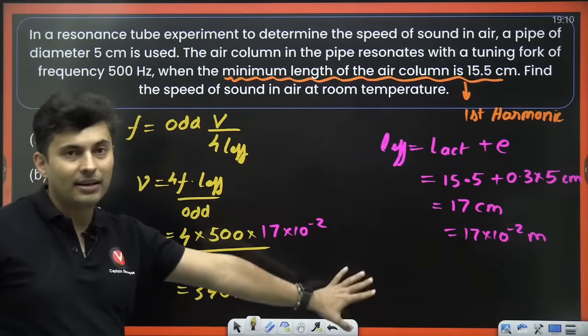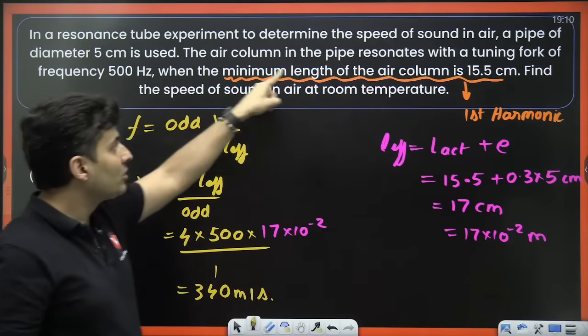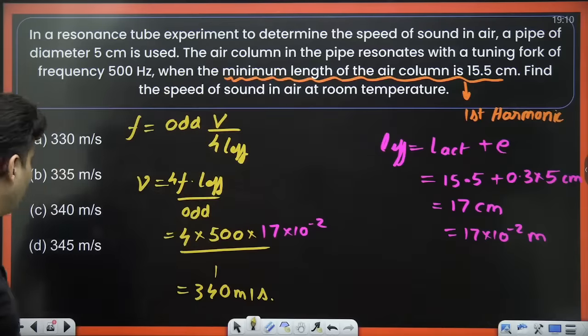Okay, you have used end correction also, and we have used harmonics knowledge also by using this data. This word was very important. Minimum length means first harmonic.